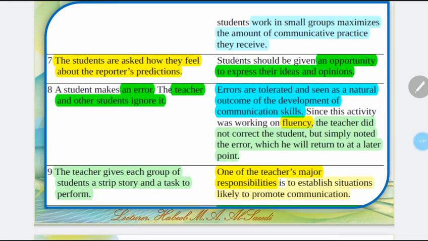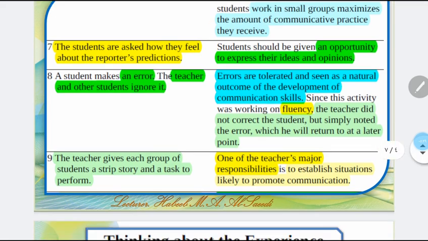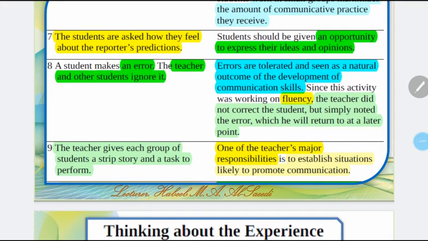The students are asked how they feel about the reporter's prediction. Okay, this is the only method that gives students an opportunity to talk about their ideas, their opinions, and their feelings. You remember that in the previous method we haven't talked about this, students' feelings were not dealt with. But here it's important because it gives students the opportunity to talk about their ideas and their opinions.